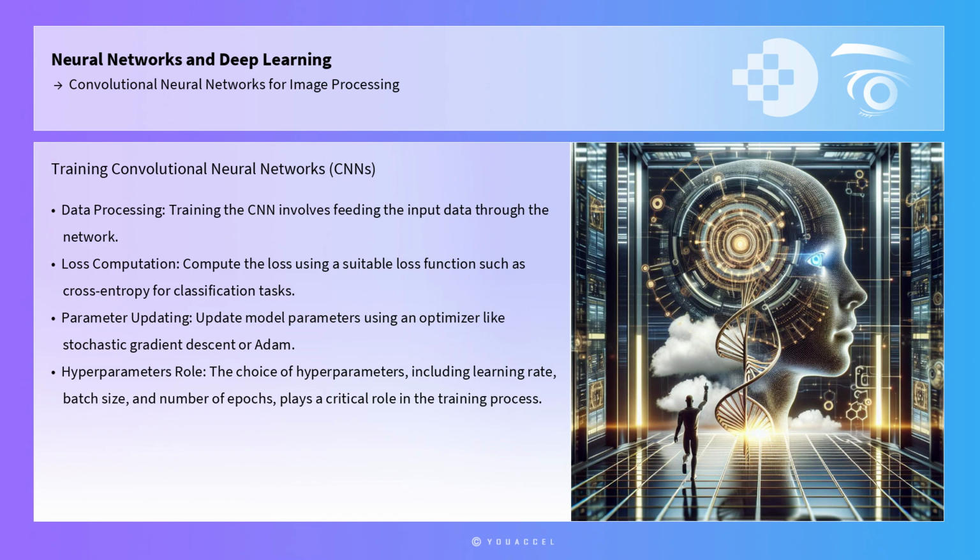Training the CNN involves feeding the input data through the network, computing the loss using a suitable loss function, such as cross-entropy for classification tasks, and updating the model parameters using an optimizer like stochastic gradient descent or Adam. The choice of hyperparameters, including learning rate, batch size, and number of epochs, plays a critical role in the training process, affecting the model's convergence and performance.